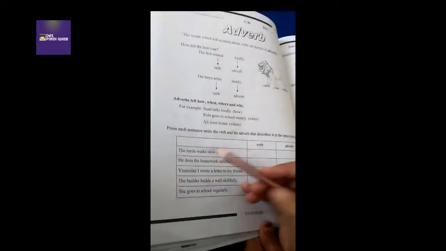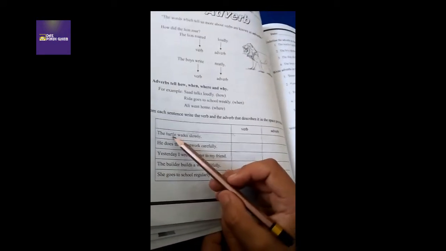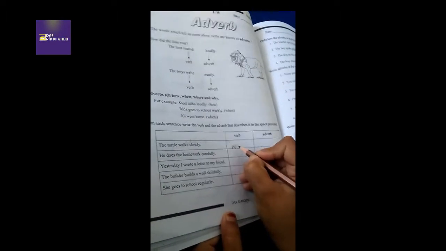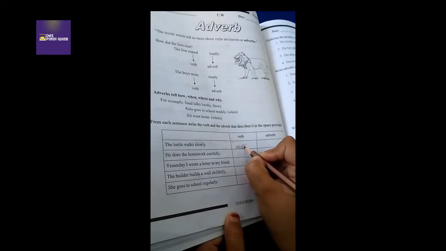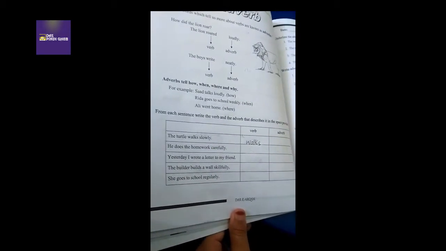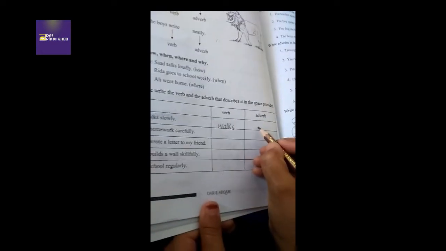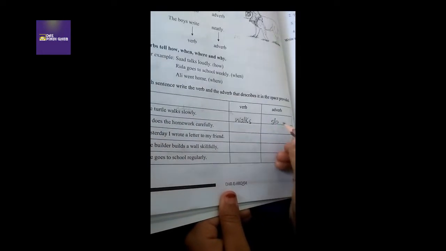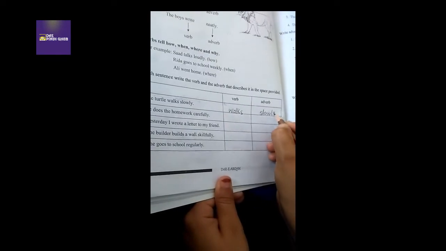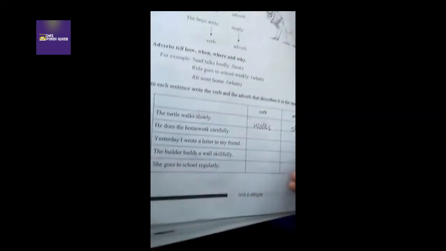The first one is, the turtle walks slowly. What is the verb in this sentence? Walks. We will write walks. And what is the adverb? Slowly. How does the turtle walk? Slowly. The adverb is slowly. An adverb tells us about the verb, that is, how the turtle walks slowly.